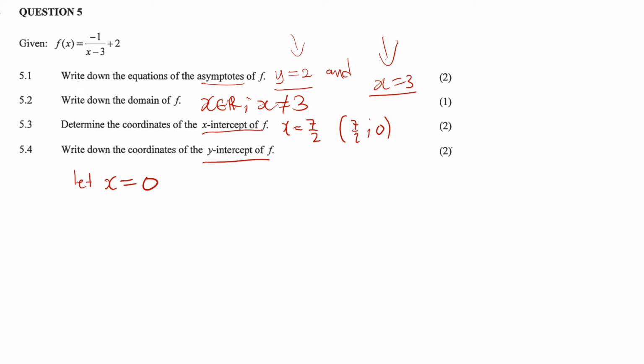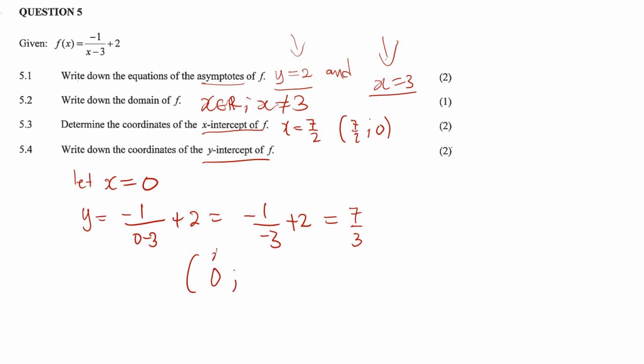All right, so y equals minus 1 over, where there is x, we're going to let it be 0, and we are going to solve for y. So this is minus 1 over minus 3, plus 2, right? We can basically use our calculator to get the answer, and from our calculator we're going to get 7 over 3. So the coordinate will be 0, because we let x be 0. We start with x, remember, followed by y, and our y we've calculated as 7 over 3.